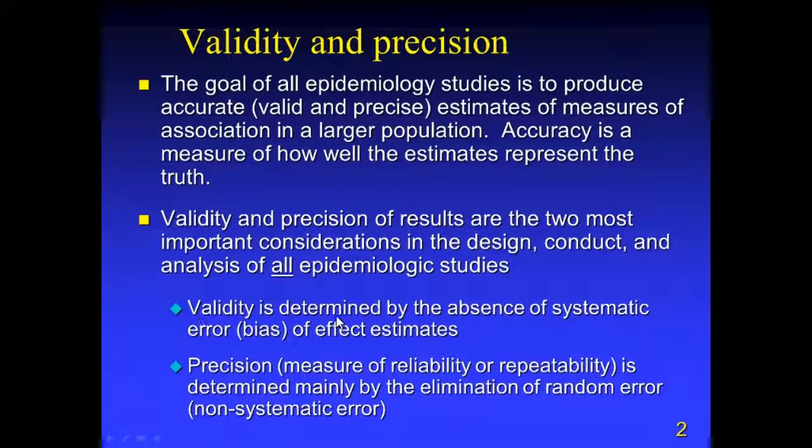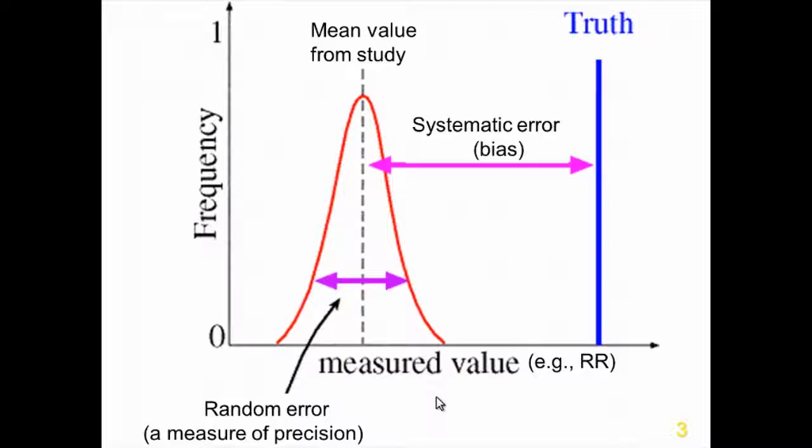So basically we say that validity is determined by the absence of systematic error or bias of effect estimates, and precision, which is really a measure of repeatability, if we're able to carry out the study multiple times in the same population, how closely the results that we got from these multiple studies would resemble each other. And this is largely determined by the elimination of random error, and we can refer to that random error as non-systematic error.